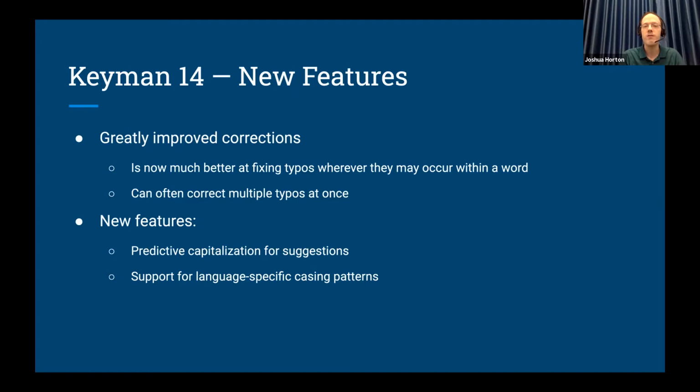We also have some wonderful new features. We now have support for predictive capitalization, where we can take a look at the way that a user is typing and notice, oh, they seem to want to have a capital initial letter. Let's make sure all of our suggestions match that. And we've implemented support so that you can have language-specific definitions for exactly what that sort of behavior means.